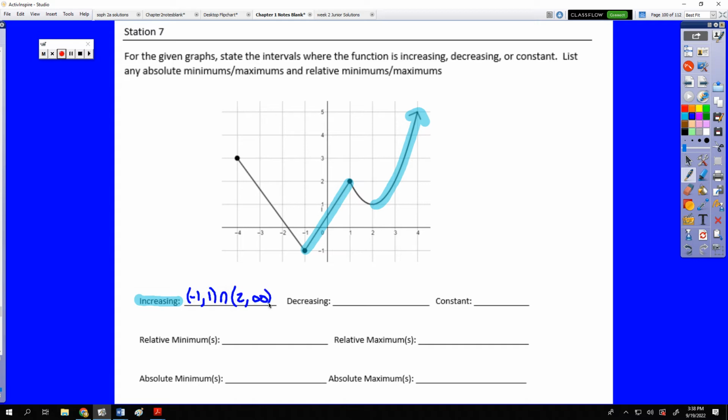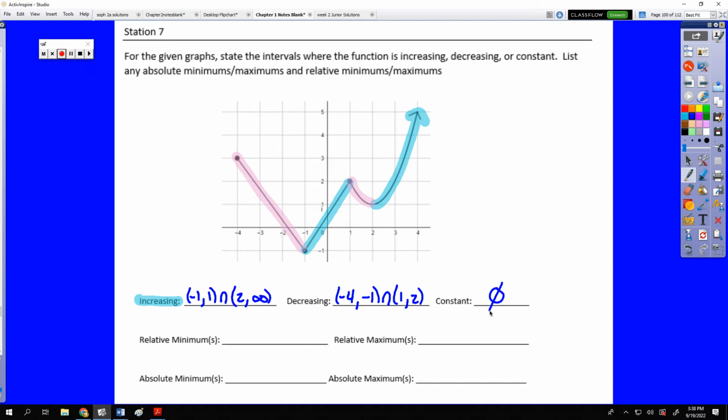to infinity. Then decreasing, as we go left to right, would be going down in value. So it is decreasing in these other two sections. So we would say it is decreasing from -4 to -1 and from 1 to 2. And then for constant, constant would be a horizontal line. There are no sections of this graph that are considered constant sections.